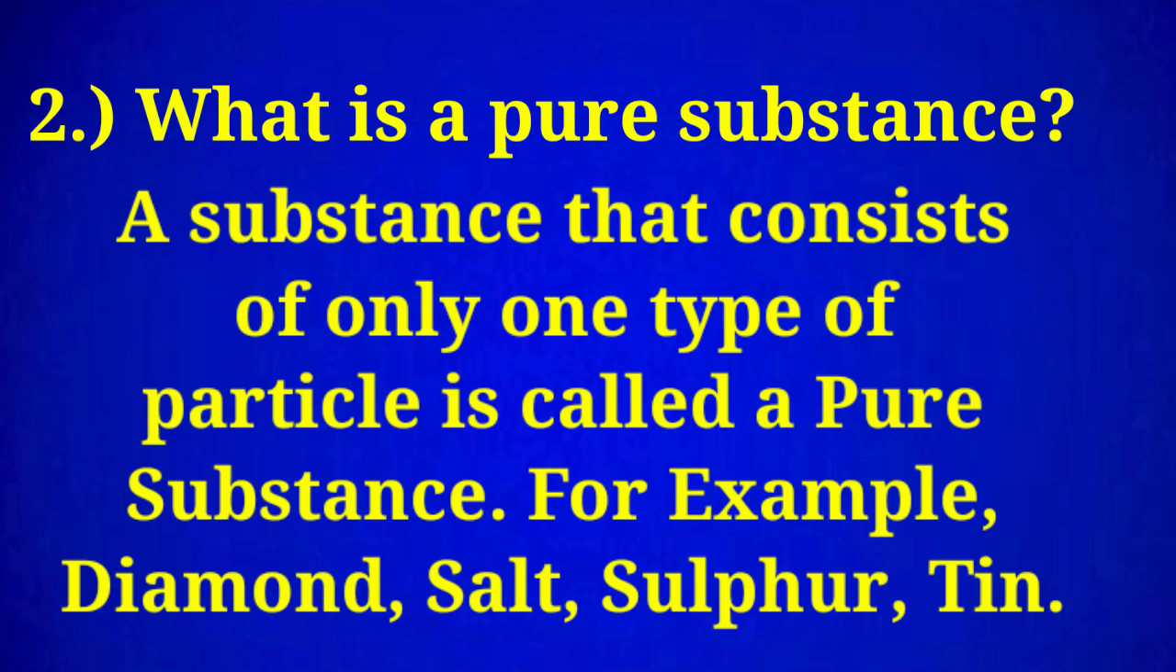What is a pure substance? A substance that consists of only one type of particle is called a pure substance. For example, diamond, salt, sulphur, and tin.